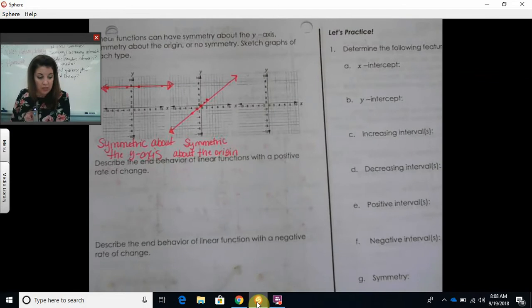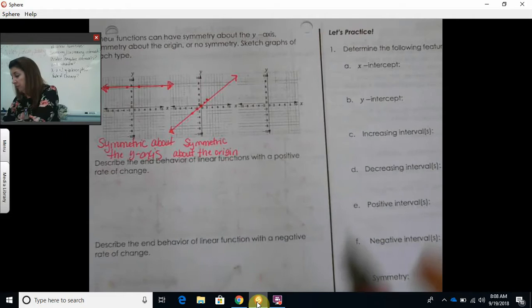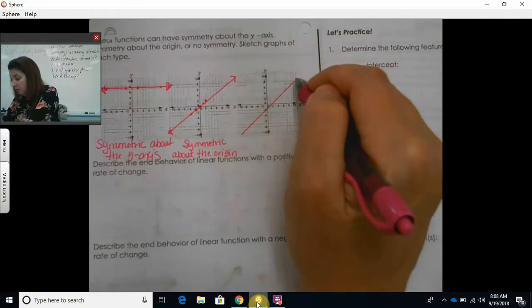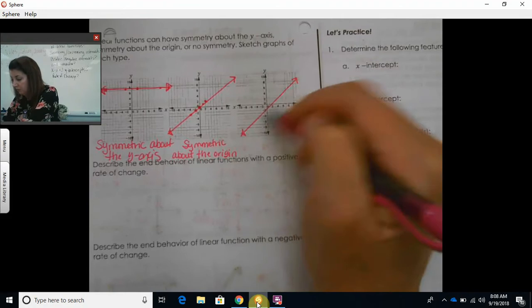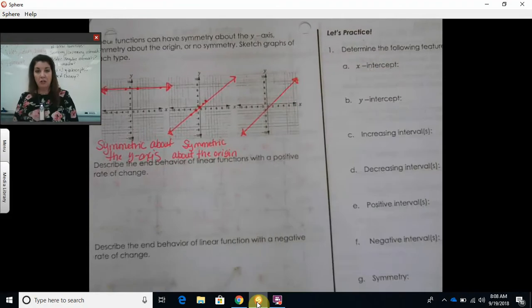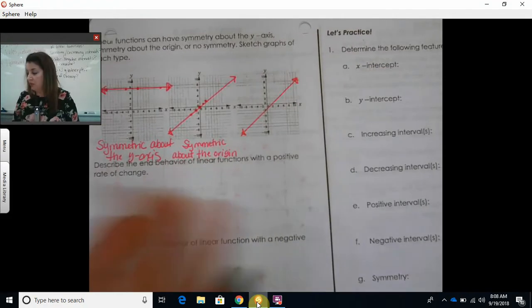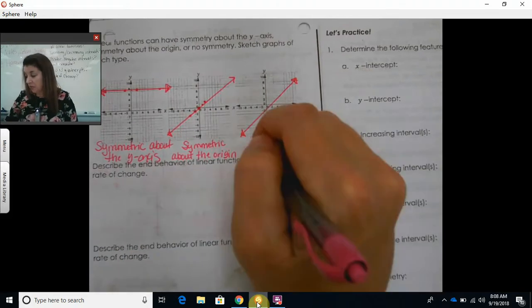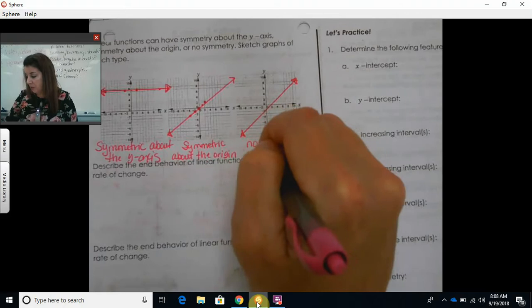And the last one, we're going to do a line that has no symmetry. So we say a line's not symmetrical if it's not symmetrical about the y-axis or about the origin. So pretty much any other line that's not horizontal or symmetrical about the origin. See how that one did not go through (0, 0)? So even though it looks like this line just shifted down, it's not symmetrical about the origin. So we would say it has no symmetry or not symmetrical. Either way.